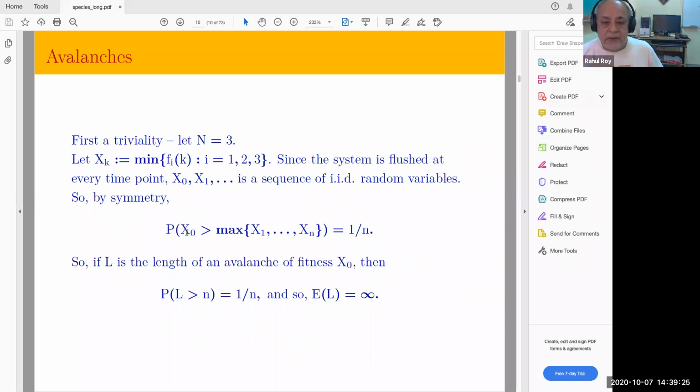is an IID sequence of random variables. And so by symmetry, we know that the probability that x0 is bigger than x1, x2, ..., xn is 1 over n. Therefore, if L is the length of an avalanche of fitness x0, the probability that L is bigger than n is 1 over n. And so the expectation of L is infinity.